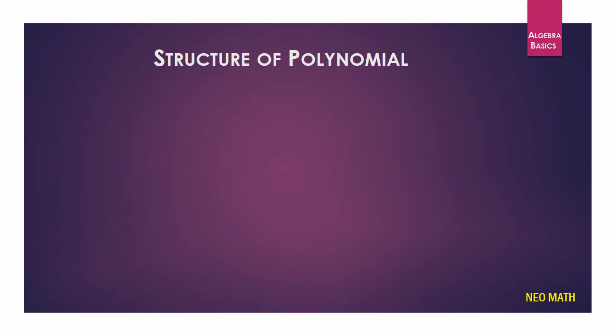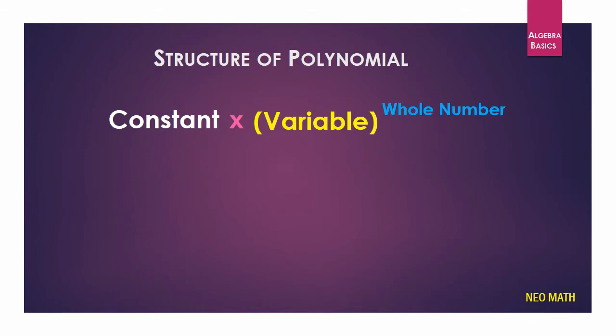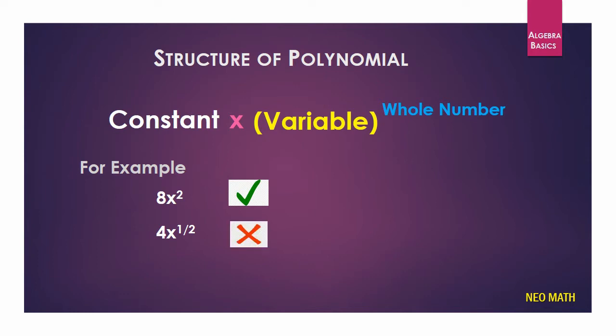Now we discuss structure of polynomial. Constant into variable to the power whole number. For example, 8x square. 8 is a constant, x is a variable, and 2 is a whole number. So it is a polynomial. 4x power 1 by 2. 4 is a constant, x is a variable, 1 by 2 is a rational number. So it is not a whole number. So 4x power 1 by 2 is not a polynomial. 6x power root 2. 6 is the constant, x is the variable, and root 2 is not a whole number. So 6x power root 2 is not a polynomial.